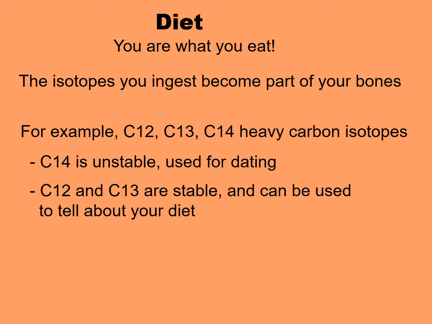For example, we've used the heavy carbon isotopes C12, C13, and C14. If you recall, C14 is unstable and therefore has been used to date organic items. But C12 and C13 are stable. Whatever ratio of these that you take in your diet during your lifetime will still be there tens of thousands of years later and can be used to tell us about your diet.